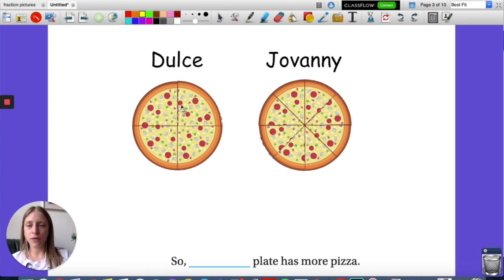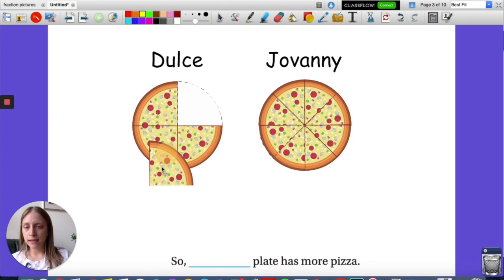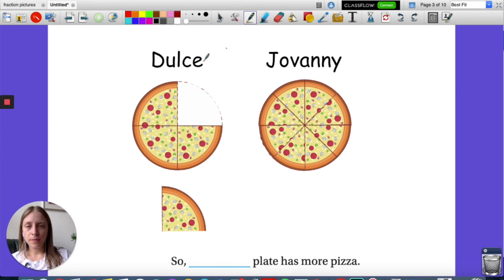So I need to take away 1 slice of pizza. So now I can see that Dulce has 1, 2, 3 out of the 4 slices left on her plate. I'm going to write that down. 3/4. And I can see that the missing piece was equal to 1/4 of the whole pizza.